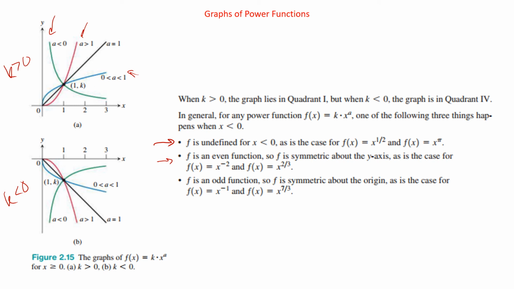Or it's an odd function, in which case it would be symmetric about the origin, where we would, instead of flipping it across the y-axis, turn it upside down, and that would be that other part of the graph. So for instance, if we're looking at this red one in the top, it would go like that. Or the blue one there would go like that. So those would be the odd functions. So those are the only things those graphs can do.